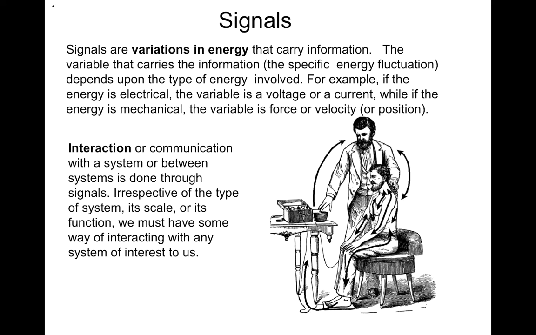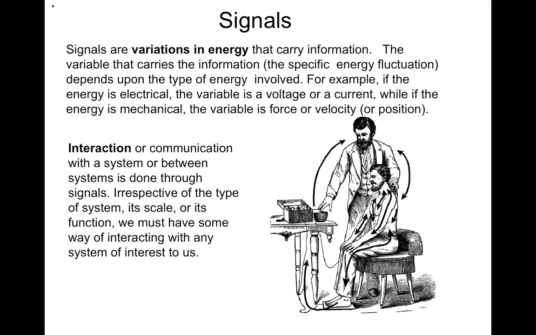The first chapter in the bioengineering textbook this semester is an introductory chapter, and so today we're going to talk about some definitions and overview of biomedical signal processing. So basically, signals are simply variations of some form of energy, and these carry some information about what it is you're trying to observe. So the variable that carries this information depends on what kind of energy is involved.